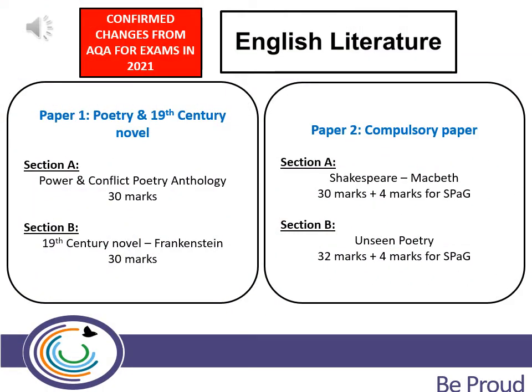The new format for the literature exams is that Paper 2 will be the compulsory paper with Macbeth and unseen poetry, and Paper 1 becomes the options paper, which will cover the power and conflict poetry and Frankenstein.